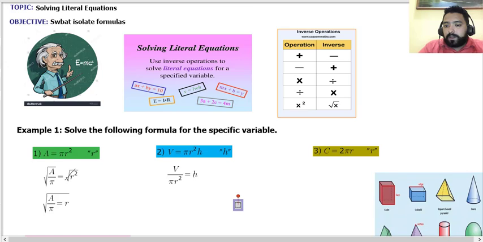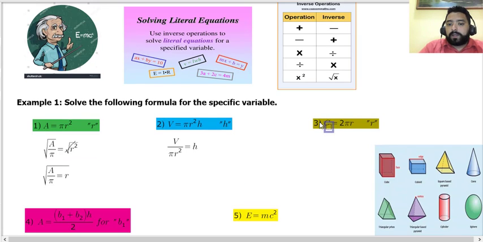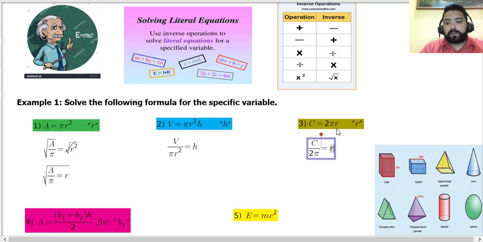Now with the last one, we have c equal to 2 pi r, and we need to isolate for the radius. We're going to follow the same procedure. The circumference equals, as you can see, 2 and pi multiplying with r, so these 2 pi we can pass to divide, and we're going to have just the radius. So the radius equals the circumference over 2 pi, and we already isolated this formula. Remember, the important thing is if it's multiplying, pass to divide. If it's dividing, pass to multiply.